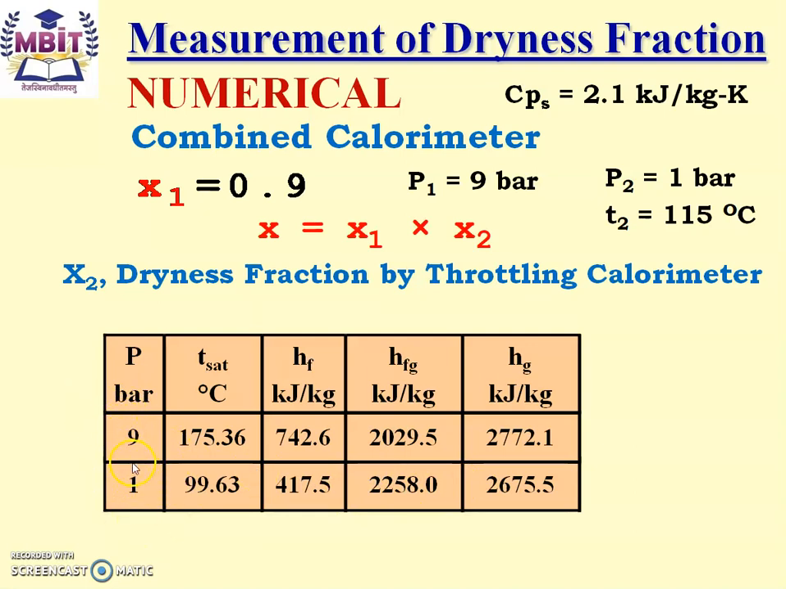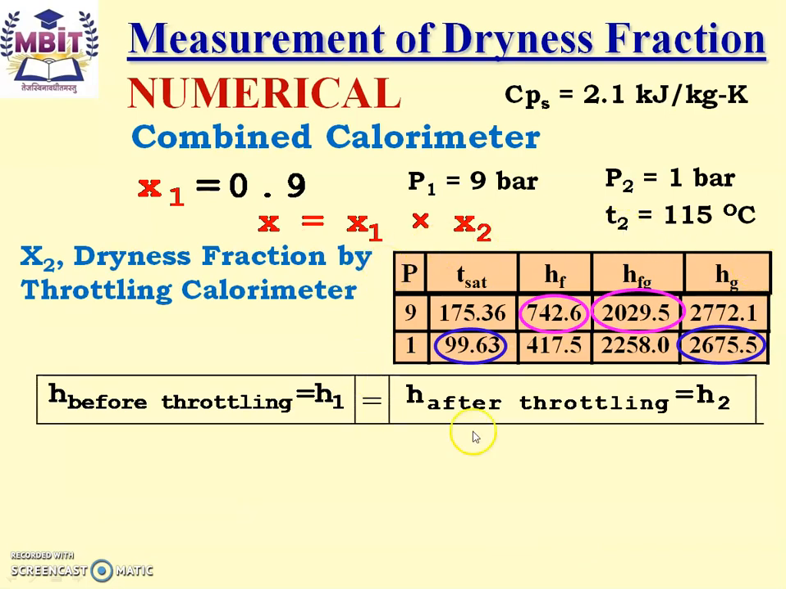For 9 bar, that is before throttling, we are required to use two data, that is hf and hfg. After throttling at 1 bar, we are again required to use two data, that is Tsat and hg. So these four data we are required to use. So this steam table is here.